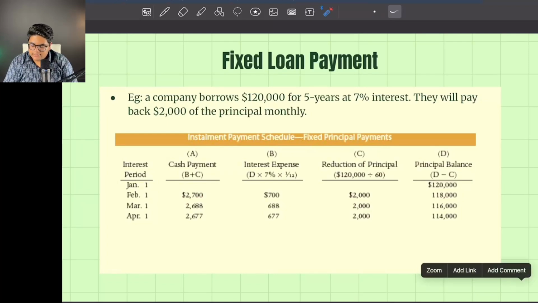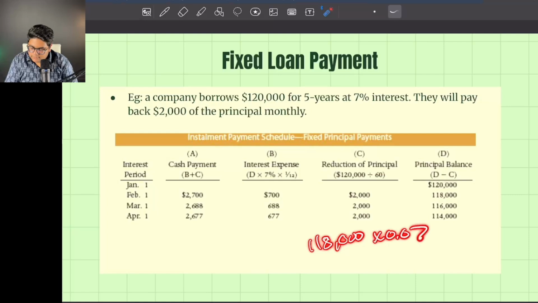Now you know that your new principal is 118K. I want to make it very clear that this 118K is derived by reducing the principal by 2,000, not by 2,700. This is interest. This does nothing. This is like an extra payment. So now your new interest for the next month is going to be 118,000 times 0.07, because it's 7% interest, times 1 over 12. That's $688. And then every single month you're paying $2,000. So this gets added together. You are cash paying 2,688, and then the next month you're gonna have a principal balance of 116, and so on and so forth.